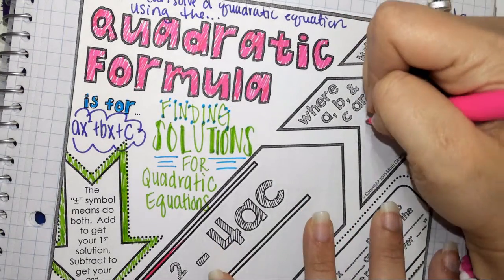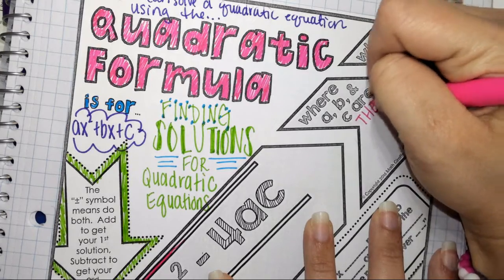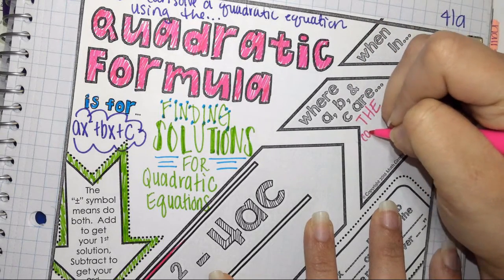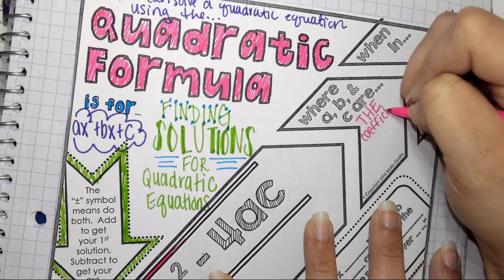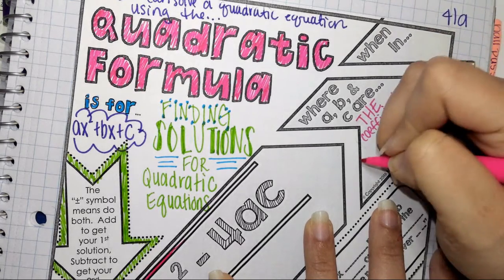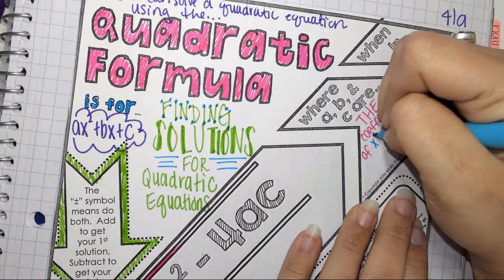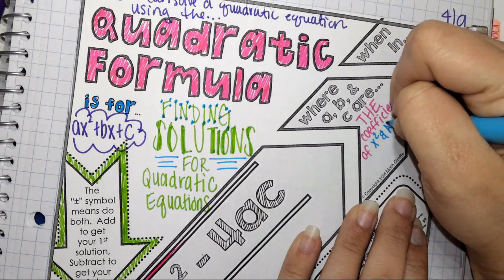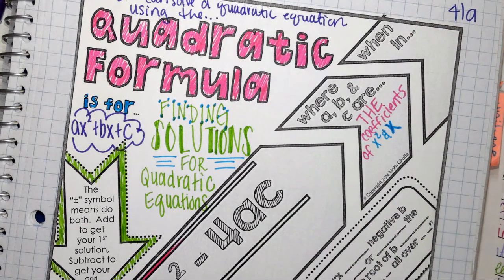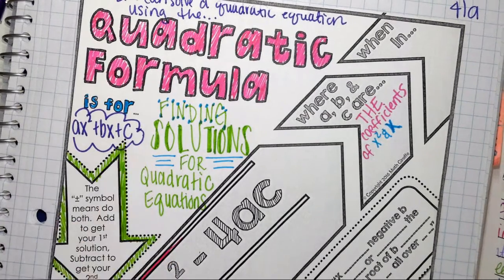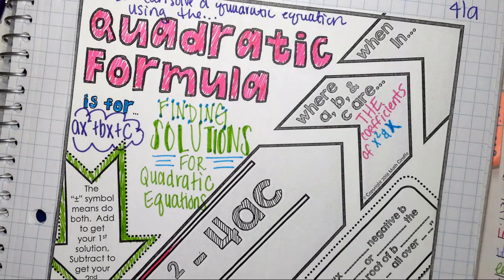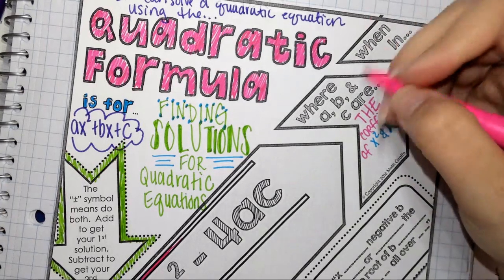Alright, so A, B, and C are the coefficients of x squared and x. And what is C called? It's not a coefficient, but what's it called? When it's a number by itself. It starts with a C. Constant. Look at you go. Take a point.